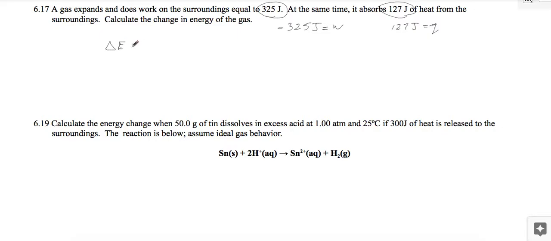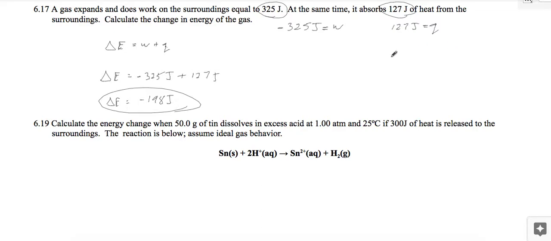All right, plug things into our energy equation. Energy is equal to work plus heat. So we can plug that in. Delta E is equal to work, negative 325 joules, plus 127 joules. We end up with a value of negative 198 joules.